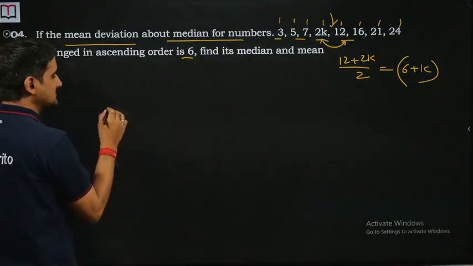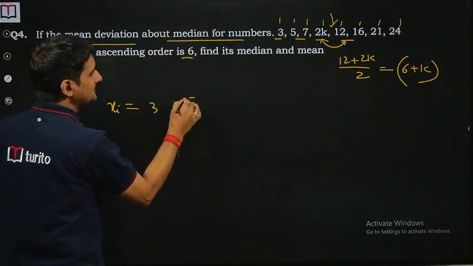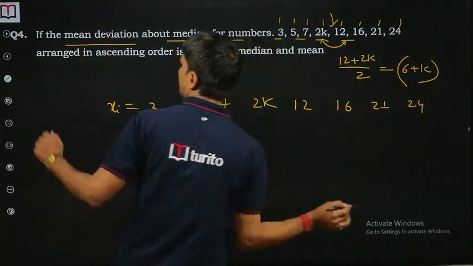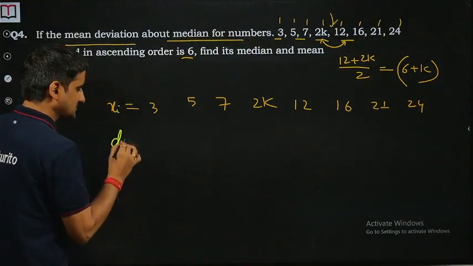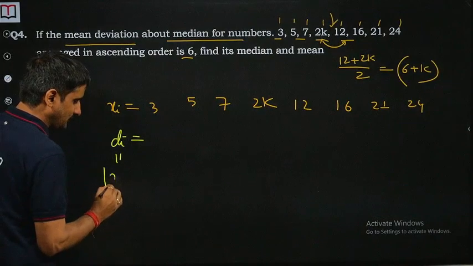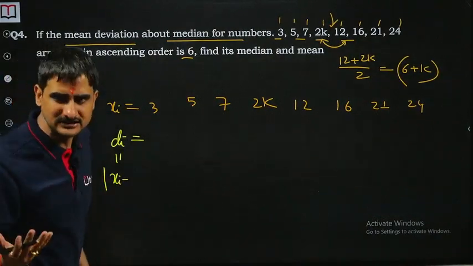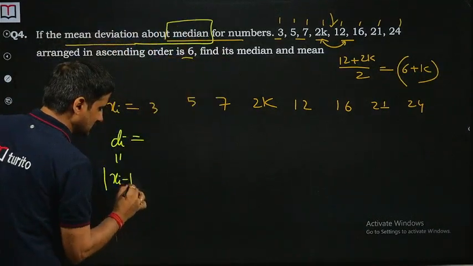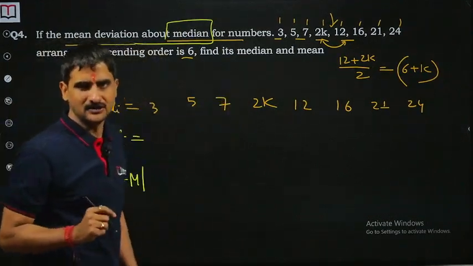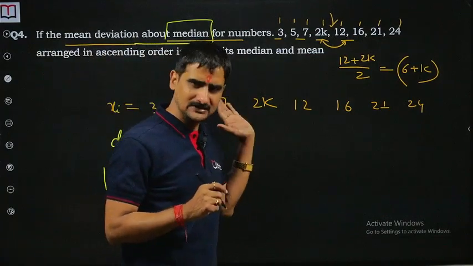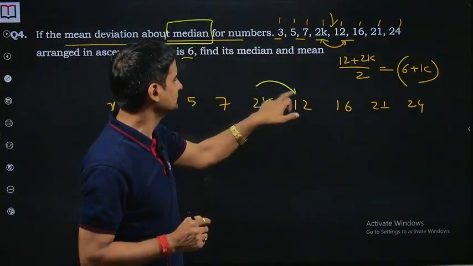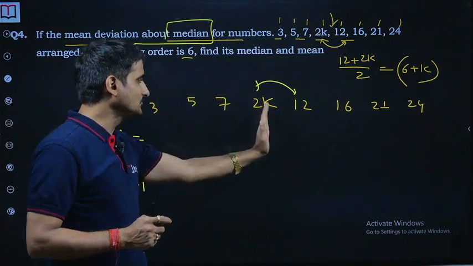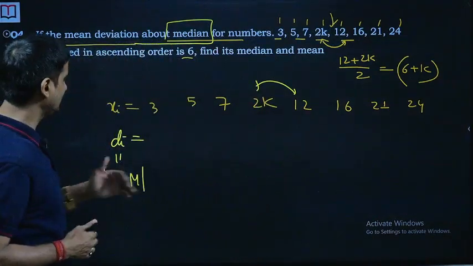So how to find mean deviation? What are xi? 3, 5, 7, 2k, 12, 16, 21, 24. So how to get di from here? Deviation. So di is mod of xi minus whatever central tendency is, mean, median or mode. If they are said about median, we have to use median, and median is 6 plus k. Now we know since they are arranged in increasing order, the median of these two will lie between these two, so of course 6 plus k is more than 2k and smaller than 12. Accordingly we will add and subtract.